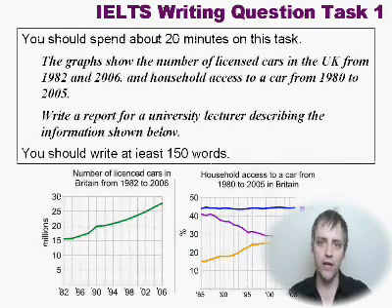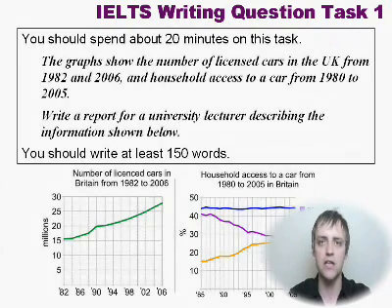So, what we've got here is a question about vehicles, licensed vehicles and vehicle ownership, in particular cars. Okay, so we can see that the graphs show the number of licensed cars in the UK from 1982 to 2006, and, which is the second graph, household access to a car from 1980 to 2005. So basically it's the same time period for each graph. It's tiny differences in the years, in the number of years. Okay, let's take a look at these graphs a little bit more closely.